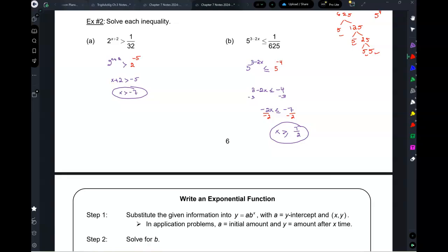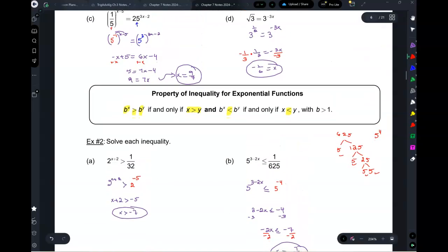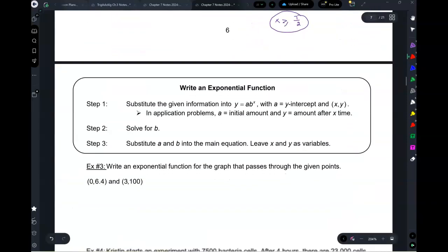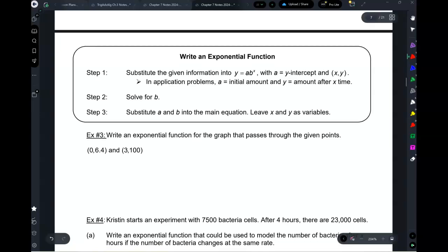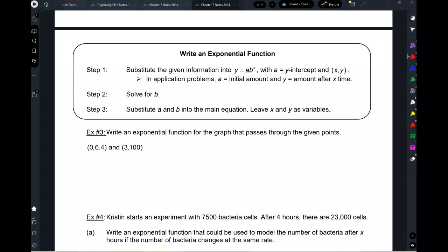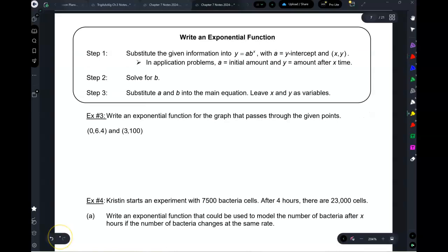All right, fabulous. Okay. Well, we can always solve equations, but can we write exponential functions? Of course we can. All right, so to write an exponential function, you have to have some information given. And you're going to substitute that information into this equation that you learned before.